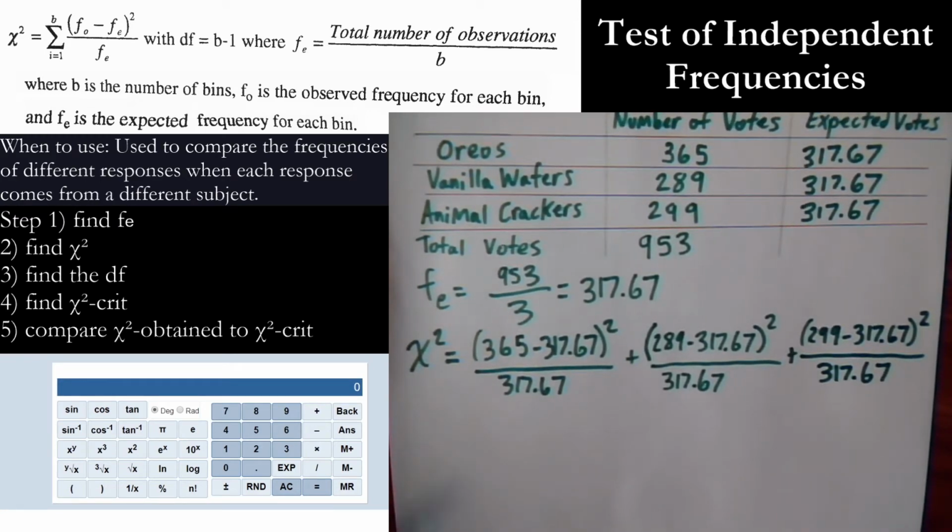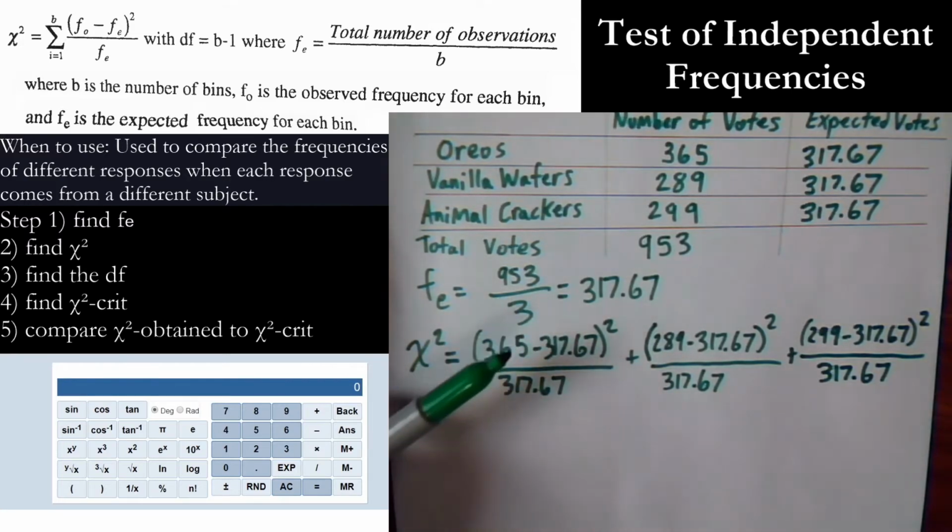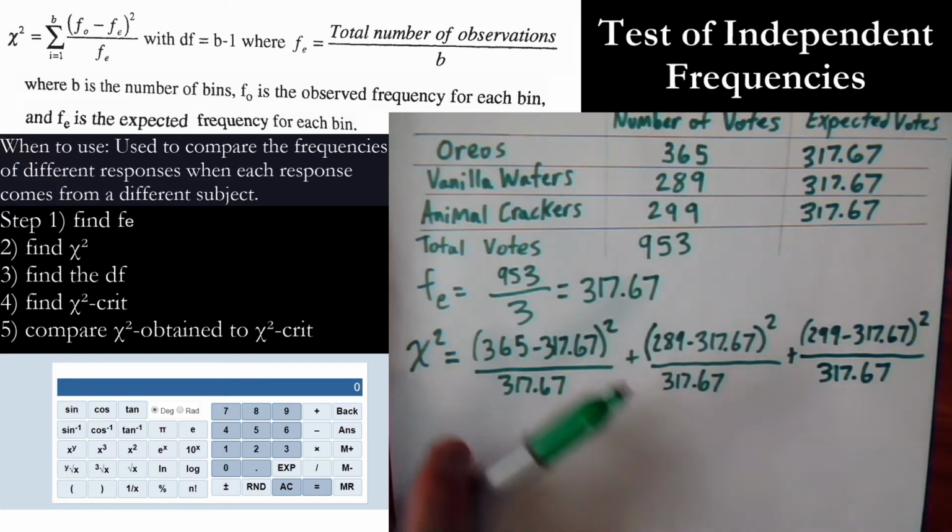So each one of the bins gets its own formula, like you can see on your screen up there, where you take the observed minus the expected squared, all divided by the expected. And then what that fancy symbol up there means is that you add all three of those bins together.